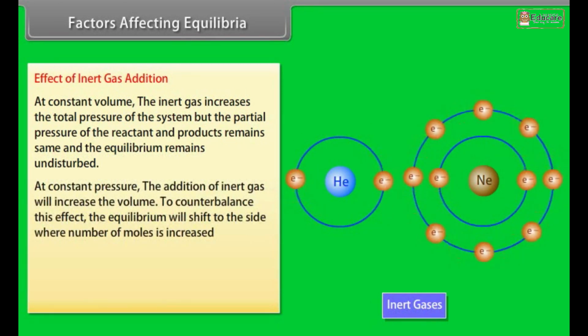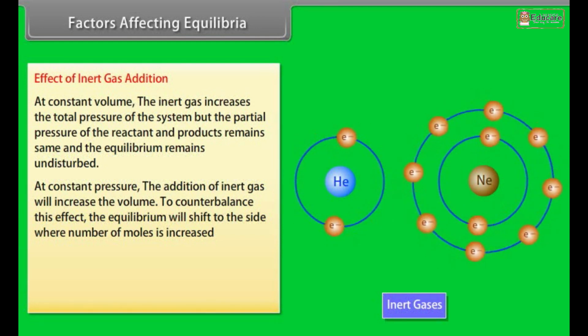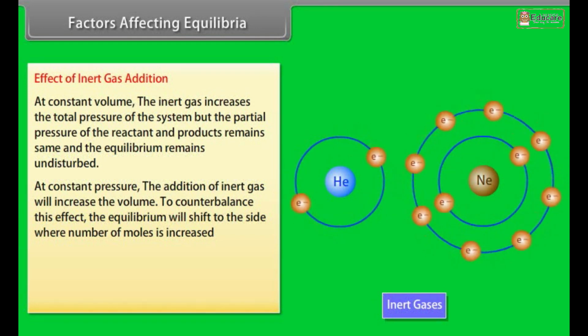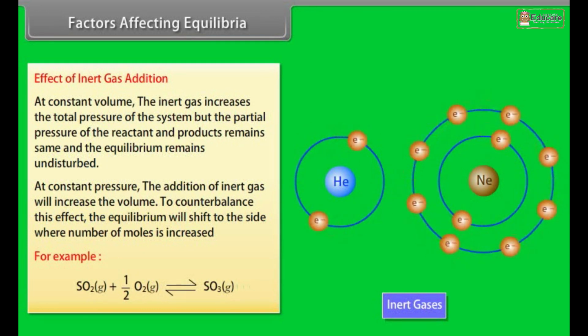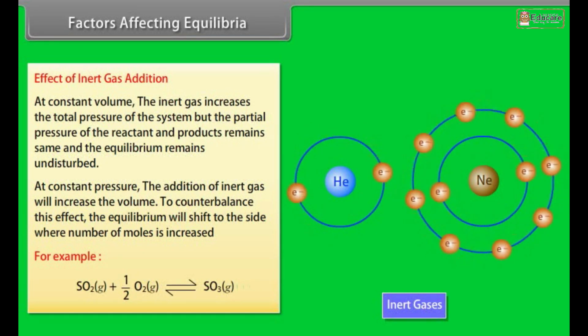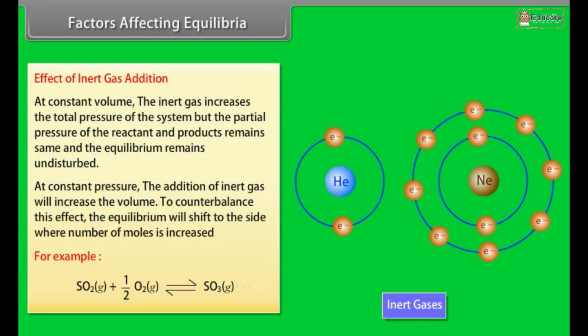At constant pressure, the addition of inert gas will increase the volume. So, to counterbalance this effect, the equilibrium will shift to the side where number of moles are increased. For example, the addition of inert gas at constant pressure will push the equilibrium to the backward direction.